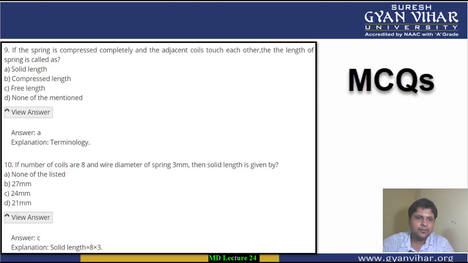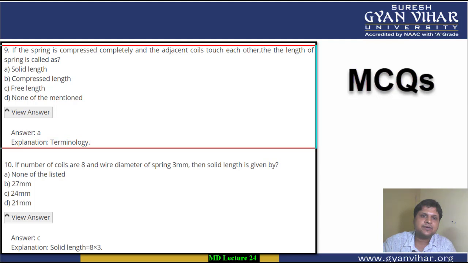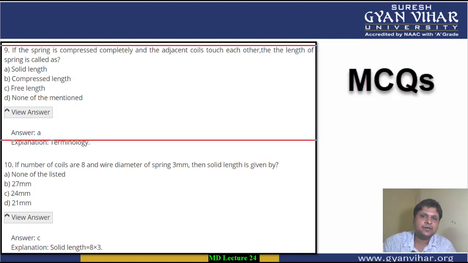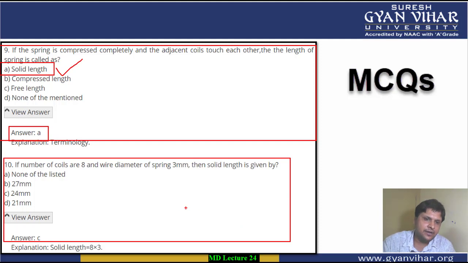Coming to MCQ number 9, if the spring is compressed completely and the adjacent coils touch each other, the length of the spring is called as, we all know, if the adjacent coils touch each other, then the length which is obtained is the solid length. A is the correct option. Coming to the last multiple choice question, if the number of coils is 8 and wire diameter is 3, then solid length is given by the number of coils into the wire diameter of the coil. It will be 8 into 3, 8 3s are 24. C is the correct answer.